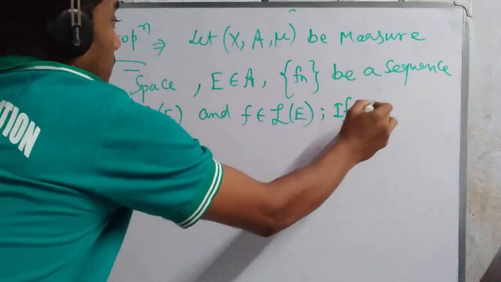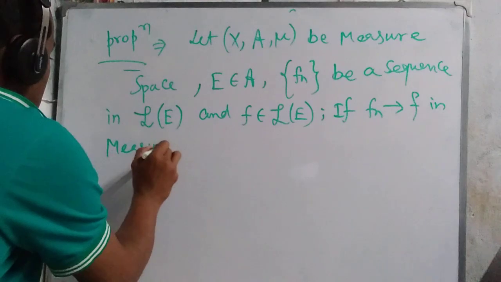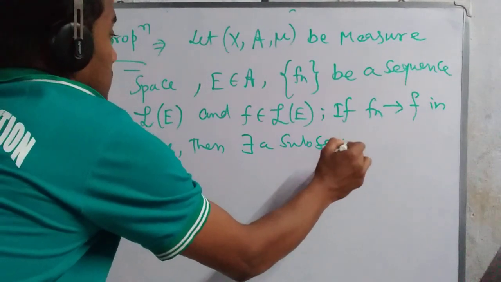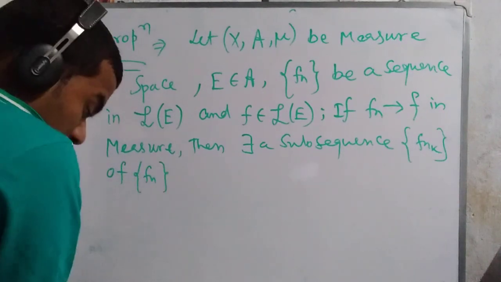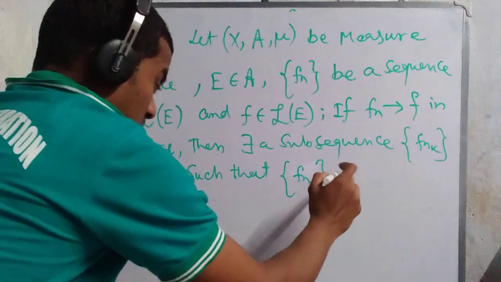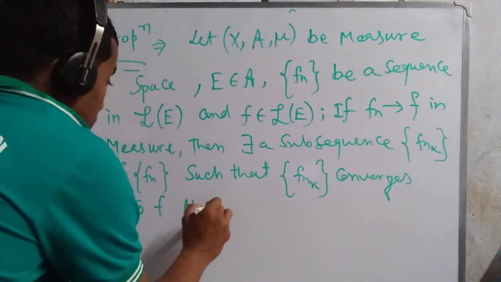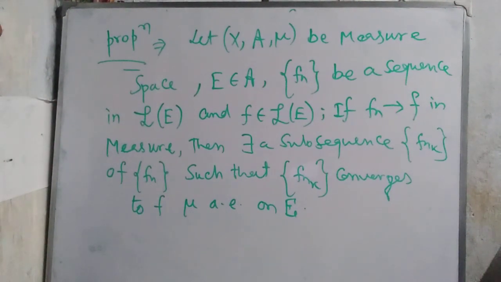Okay, if f_n converges to f in measure, then there exists a subsequence f_{n_k} of f_n such that f_{n_k} converges to f mu-almost everywhere on E. Okay, let (X, A, mu) be a measure space, and E, then f_n be a sequence and f_n converges, then the subsequence obviously converges to f.